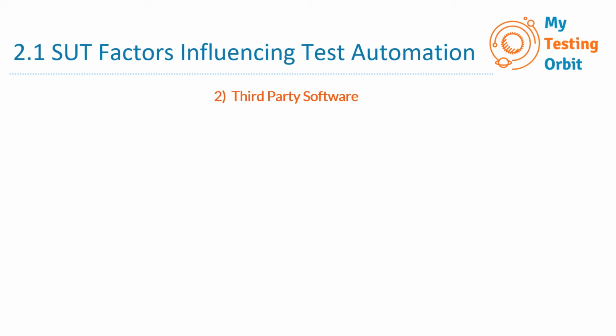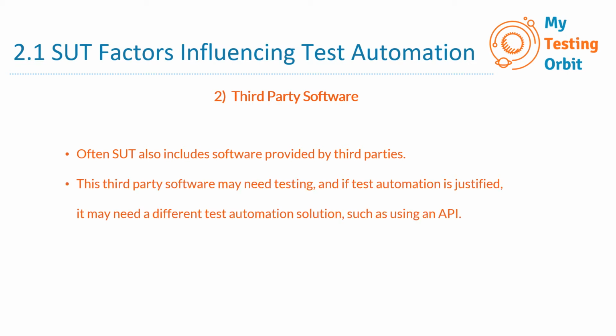Okay, so the second point is third-party software. Often the SUT also includes software provided by third parties. This third-party software may need testing, and if test automation is justified, it may need a different test automation solution, such as using an API. Okay, so now this is the second factor which influences test automation.